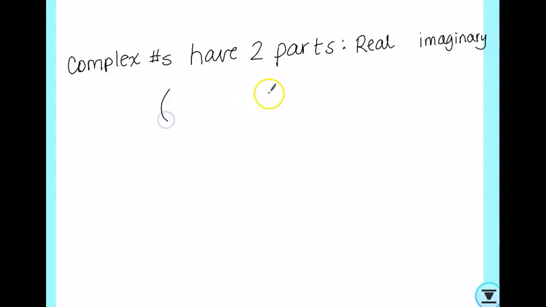A lot of times your complex numbers are going to look like an ordered pair, but the only difference is that they're going to have an addition or a subtraction sign in between them. So 4 plus 3i. This part right here, that is the real part. Okay, that is the real number. And this part right here is the imaginary number.